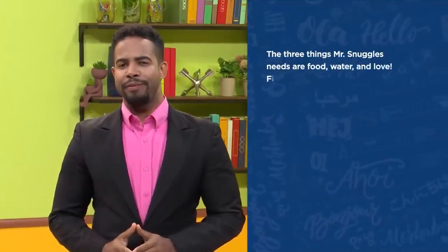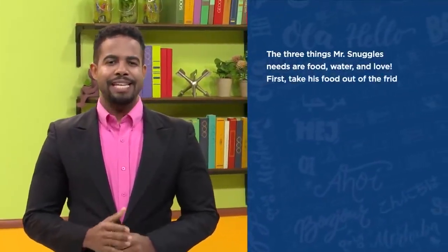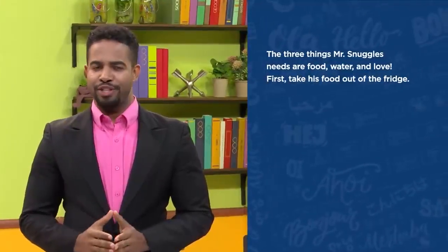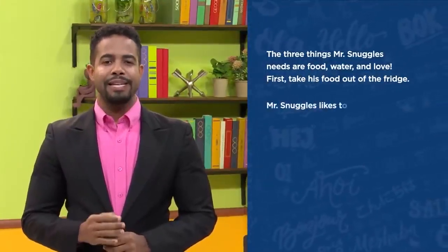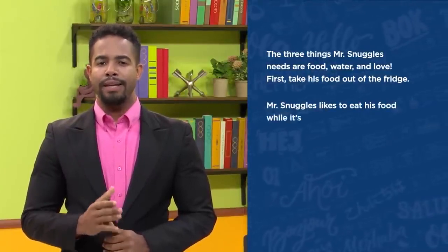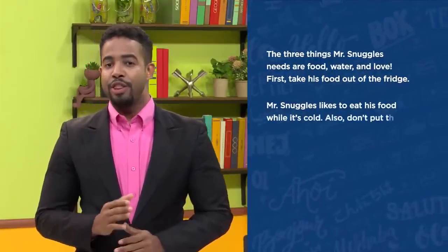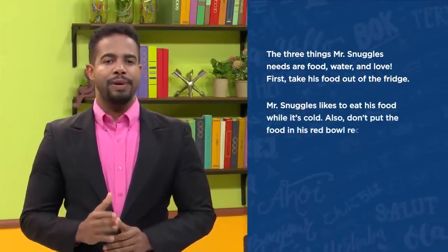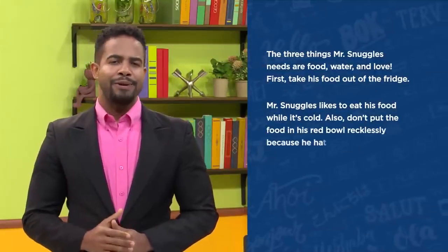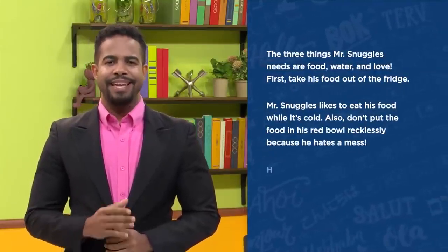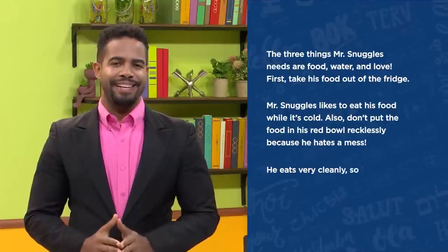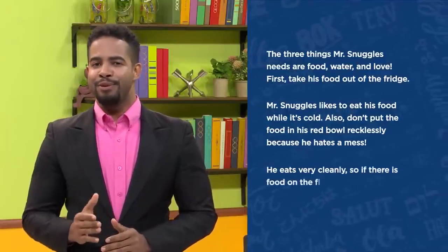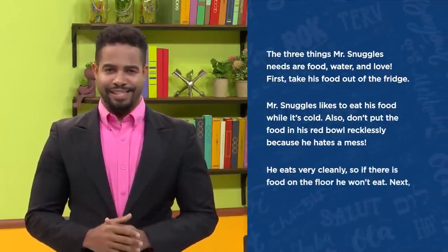The 3 things Mr. Snuggles needs are food, water, and love. First, take his food out of the fridge. Mr. Snuggles likes to eat his food while it's cold. Also, don't put the food in his red bowl recklessly because he hates a mess. He eats very cleanly, so if there is food on the floor, he won't eat.